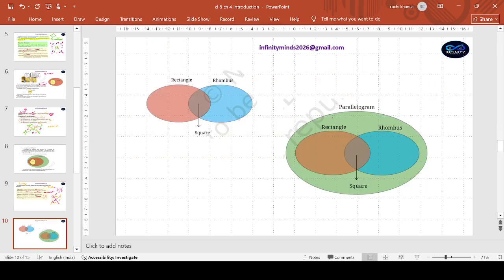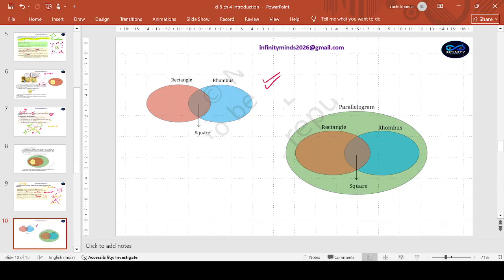Let's move ahead. So there is a diagram. This diagram we had already studied up to a certain extent. The diagram has slightly changed. We had studied square and rectangle, but now rhombus also comes into the scene. Why are we making this Venn diagram?